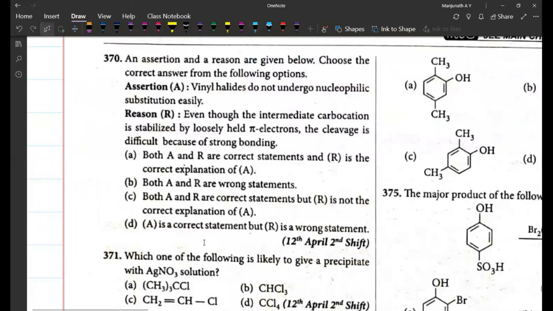370. Yes, tell me. Vinyl halides do not undergo nucleophilic substitution easily. Is it true or false? True, sir. True. Even though the intermediate carbocation is stabilized by loosely held pi electrons, the cleavage is difficult because of strong bonding. Is it true? Yes, sir. sp2 carbon. Option C, sir.